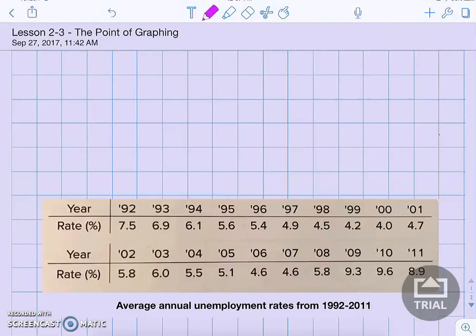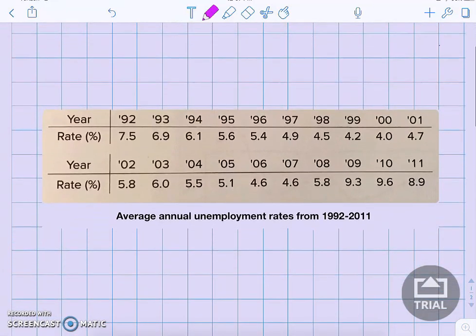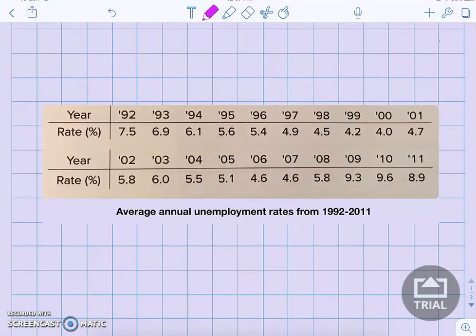Hello students, welcome to the first part of lesson 2-3 where we're going to be talking about the point of graphing. So this video is really just to talk about why in the world do graphs exist. And so I'm going to introduce this topic by looking at this table of data that you see here.